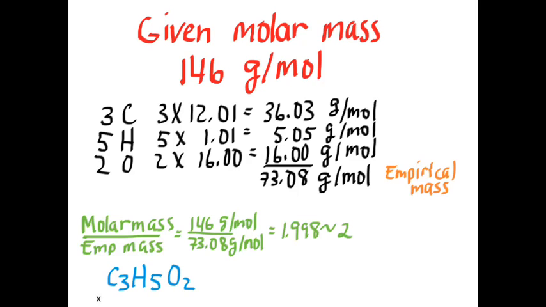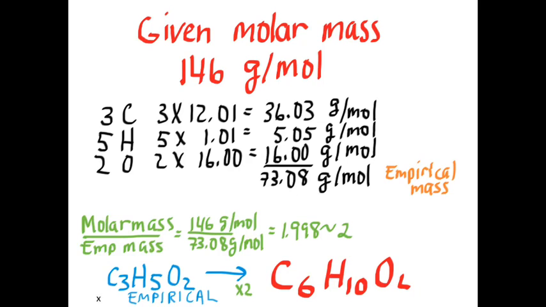We're going to multiply each subscript by 2. There's our empirical formula. Times 2, C6H10O4. There's your molecular formula. That's everything you have to do in these problems. Thank you. Come to class tomorrow ready to work on a real challenging set of problems to see if you understand this material.